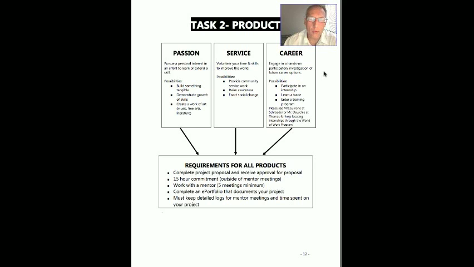So if you turn your manuals to page 12, you'll see a graphic organizer that describes the product. We're looking at three types of products that you can choose from, three categories. Sometimes products overlap, but the first one is passion.